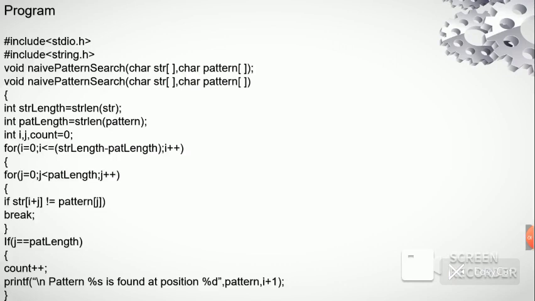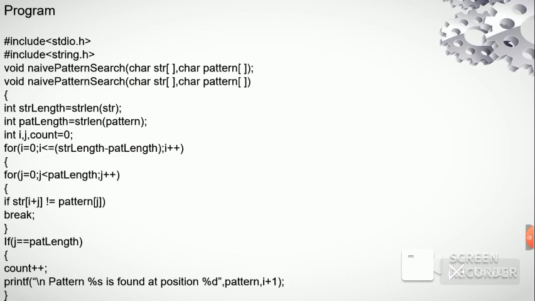Doing variable initialization, that is string length is equal to strlen of string, calculates the length of the text. Pattern length is equal to strlen of pattern, calculates the length of the pattern. i, j and count are declared with count initialized to 0. Outer loop, that is for i equal to 0, i less than or equal to string length minus pattern length, i plus plus. Loop over each possible starting position in the text where the pattern could fit.